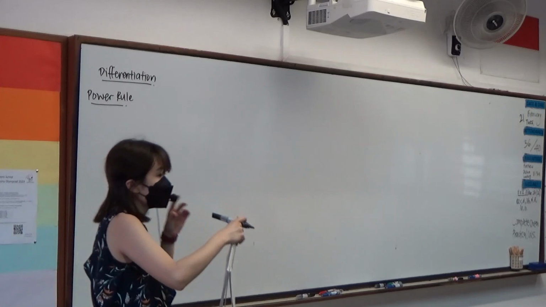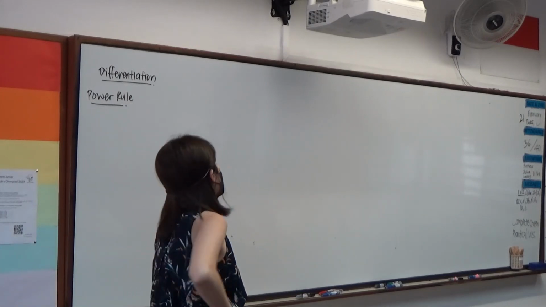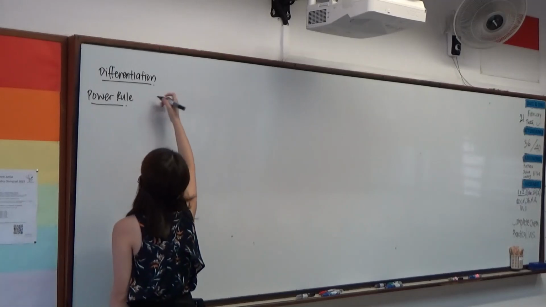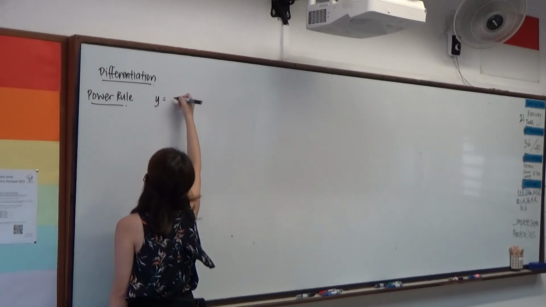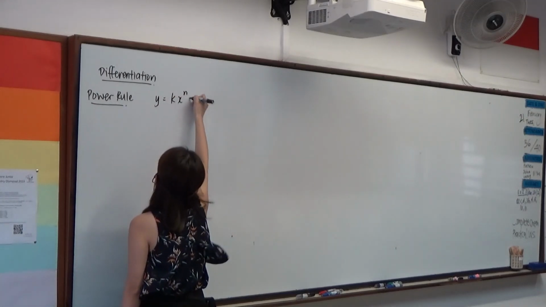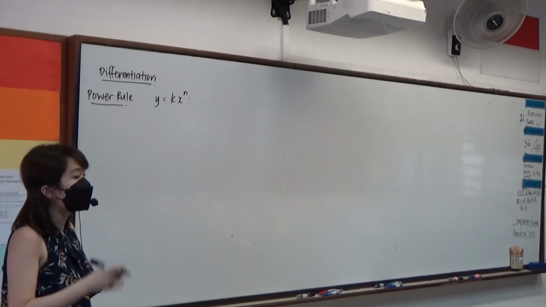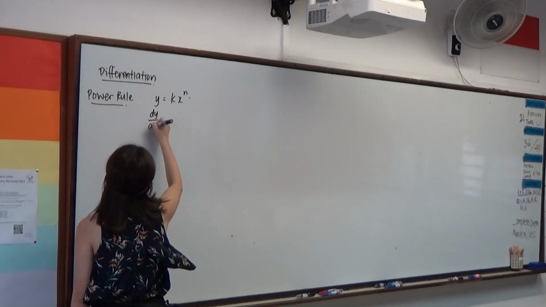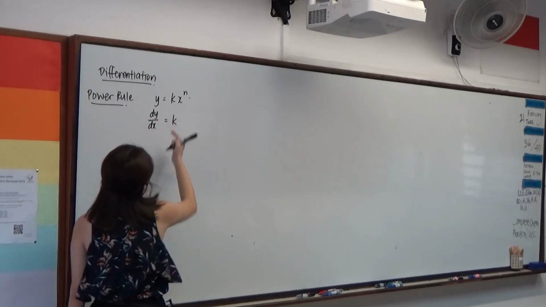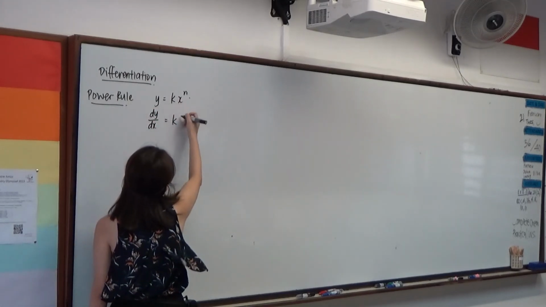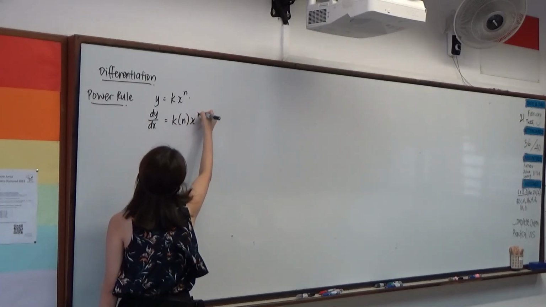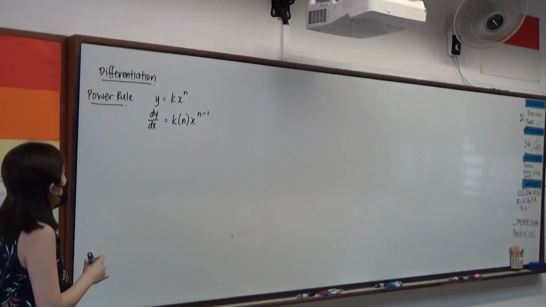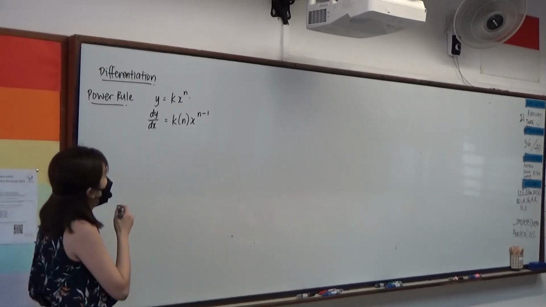Let's do a quick recap of power rule first. Power rule essentially, we're looking at things like y equals kx to the power of n. We differentiate with respect to x, so dy over dx. K is the constant, n we bring down, then after that the power we minus 1. So that is how we apply our power rule.